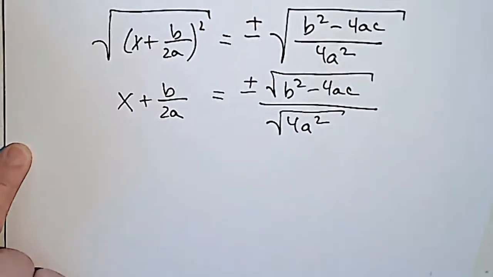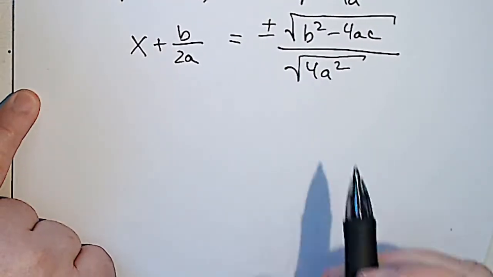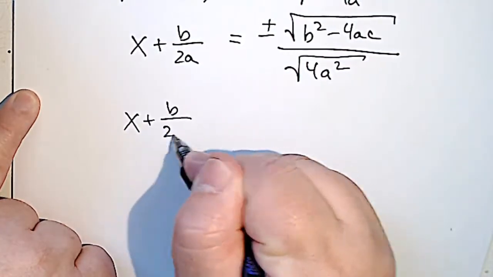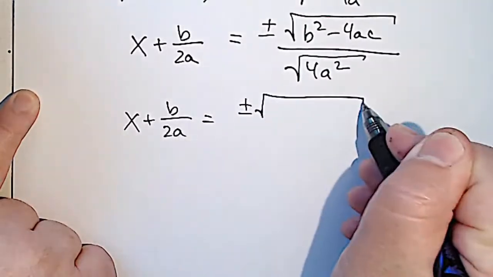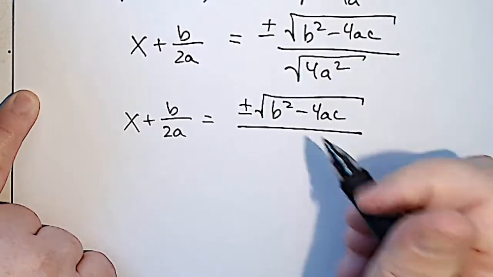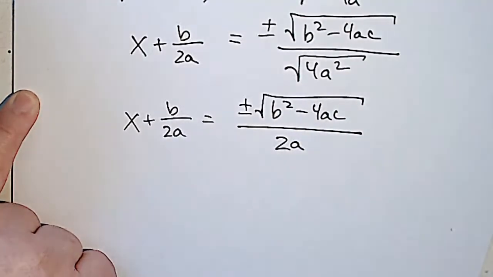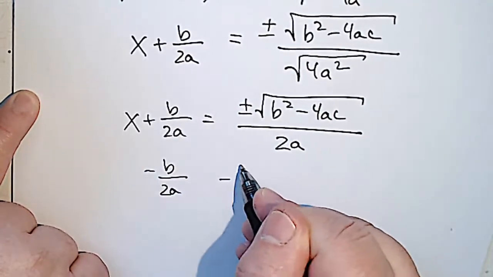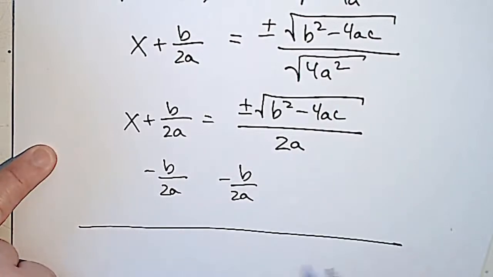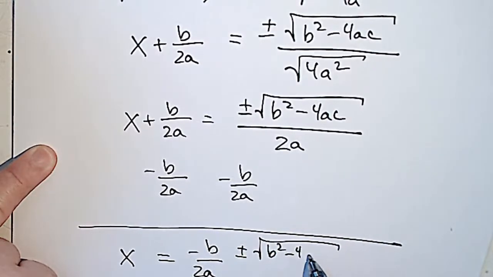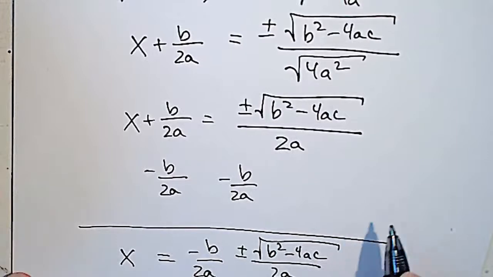So then I notice radical 4a squared is really just 2a. Now I want to isolate x, so I'm going to subtract b over 2a from both sides. X equals the opposite of b over 2a plus or minus the radical of b squared minus 4ac all over 2a.